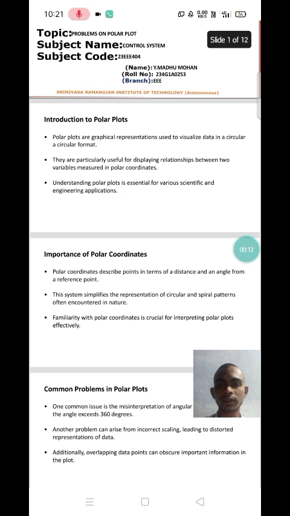Introduction to polar plots. Polar plots are graphical representations used to visualize data in a circular format. They are particularly useful for displaying relationships between two variables measured in polar coordinates. Understanding polar plots is essential for various scientific and engineering applications.